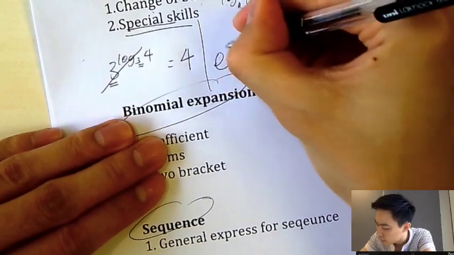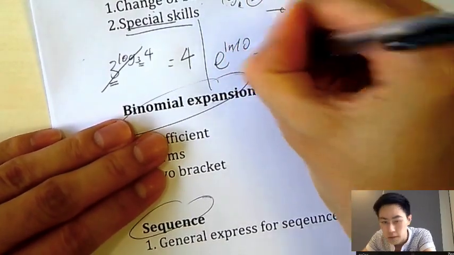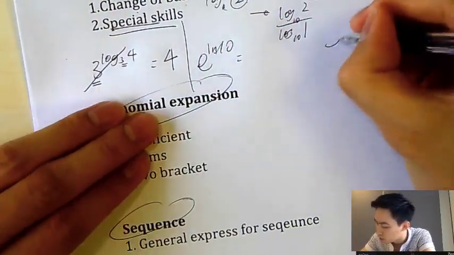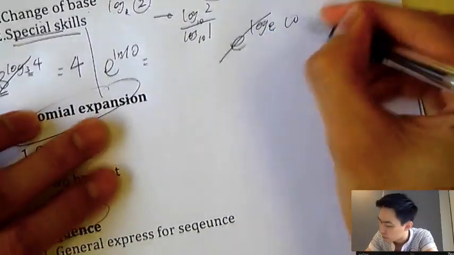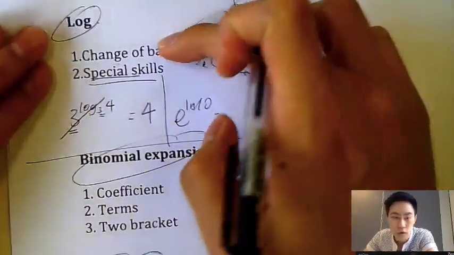Let's say if I give you e^(ln 10), then what is the answer? ln is actually log to the base e, right? So right now, e and e cancel out, and then you only have 10 left. This is another special skill. So make sure you know both of these skills.